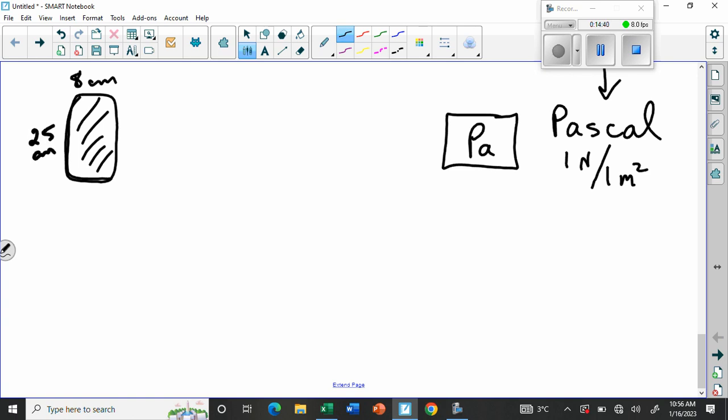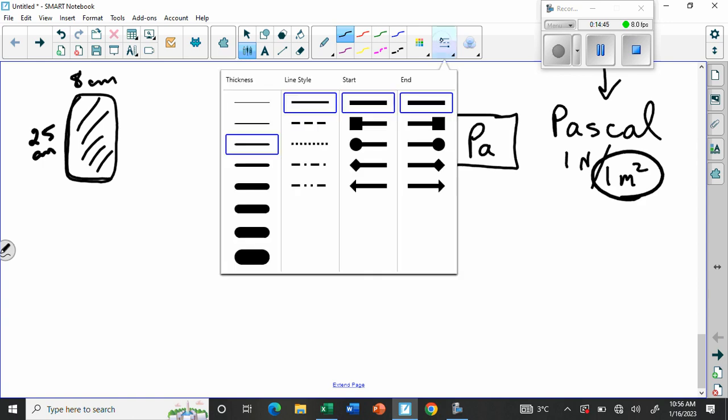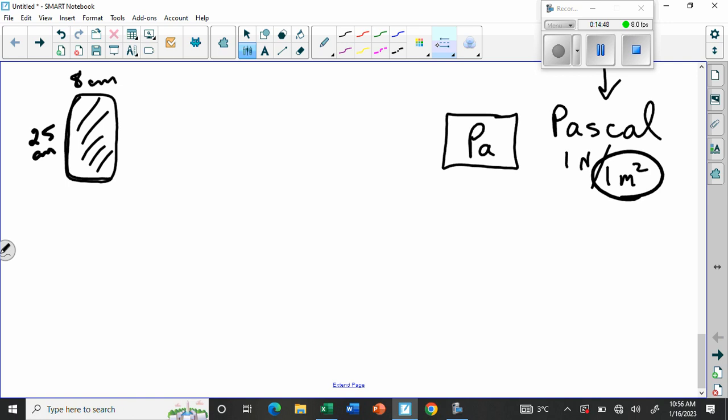So the area, well, we want meters because everything has to be in our standard unit. So the first thing we do when you're dealing with this is make sure you have units in meters. So 8 centimeters is 0.08. And then we're going to multiply that length times width for area, right? So 0.25. We have to do the multiplication. So make sure you do your conversions. I think that's going to come out to about 0.02 square meters. Okay, so that's the area that your weight is spread out over.